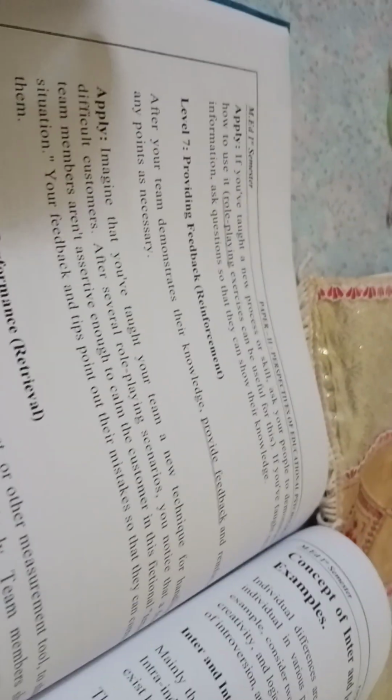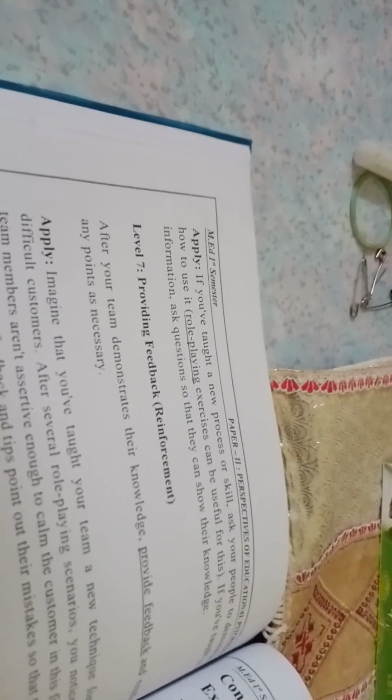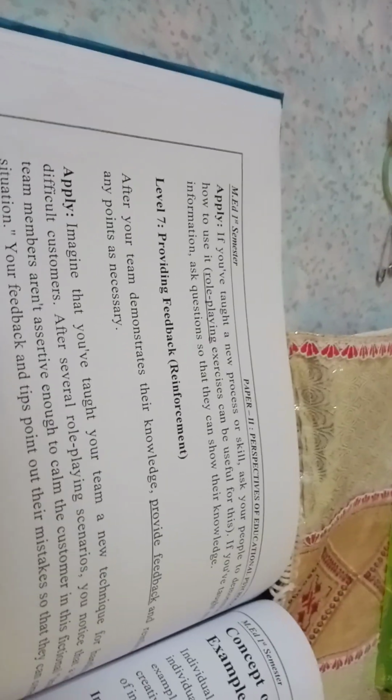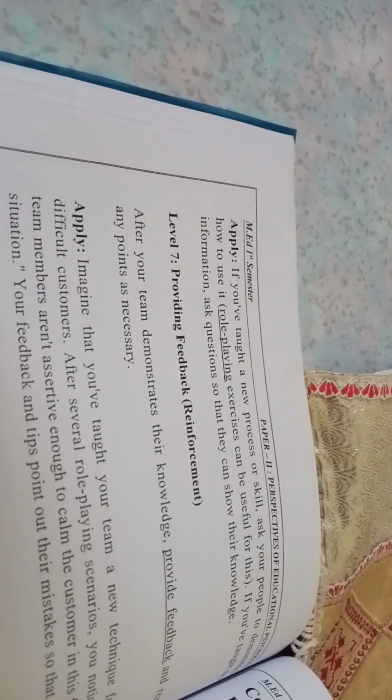Level 6, eliciting performance, that is, responding. At this stage, you need to ensure that your people can demonstrate their knowledge of what you have taught them. The way that they show that depends on what they are learning. Apply: if you have taught a new process or skill, ask your people to demonstrate how to use it. Role playing exercises can be useful for this. If you taught new information, ask questions so that they can show their knowledge.